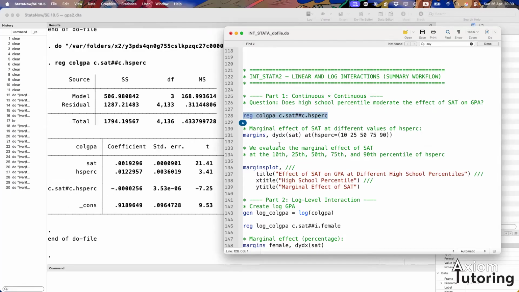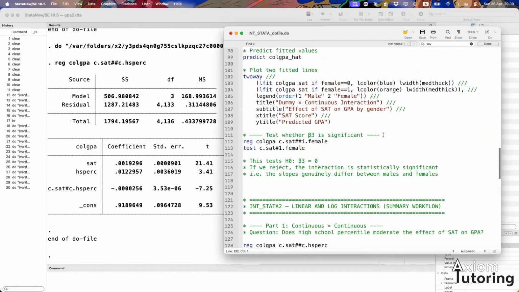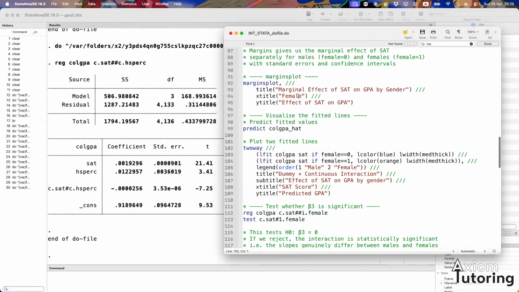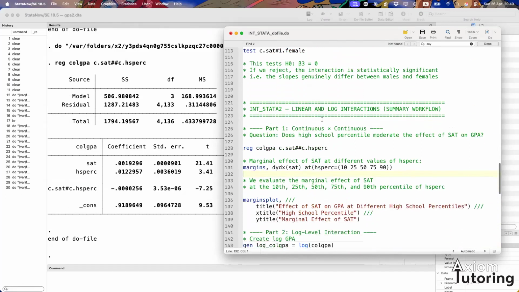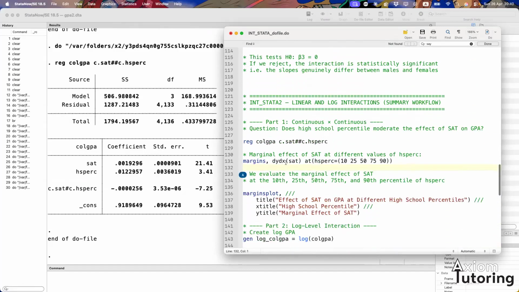We can calculate the marginal effect of the SAT at different values. Keep in mind, in this case, we have to pick some values ourselves. For instance, the 10th, 25th, 50th, 75th, and 90th percentile. It's not exactly the same code as we had earlier for the dummy variable, where you only had female equal to 0 and female equal to 1, so you just did margins at female and with respect to SAT. In this case, we're going to do, again, margins with respect to SAT, but we're picking these different values of the percentile.